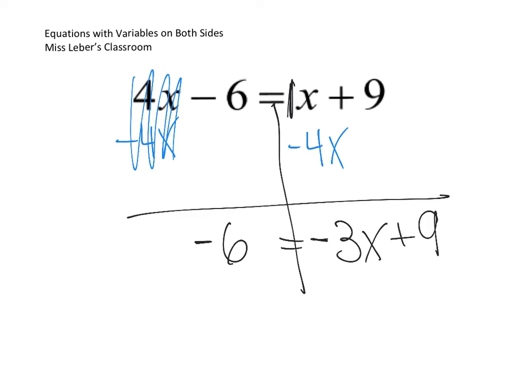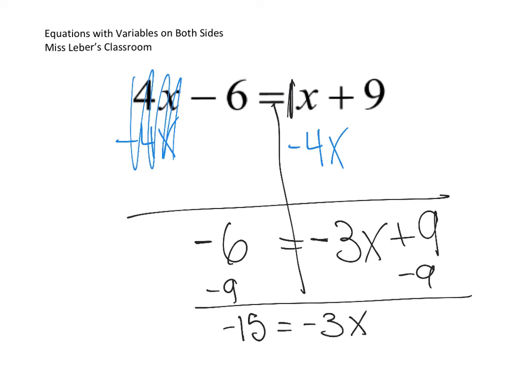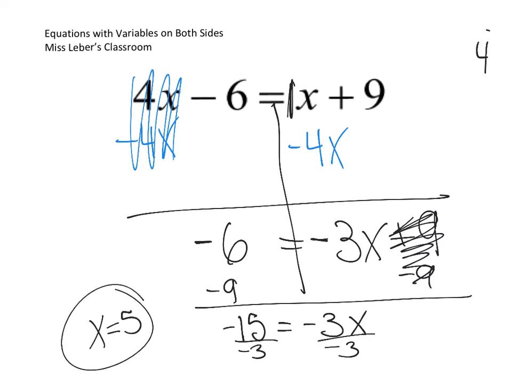Got to get that variable by itself. Minus 9 on both sides gives me a negative 15. Negative 3x because this went away. Divide by negative 3. I'm still going to end up with x equals 5, and that's with method number 4.